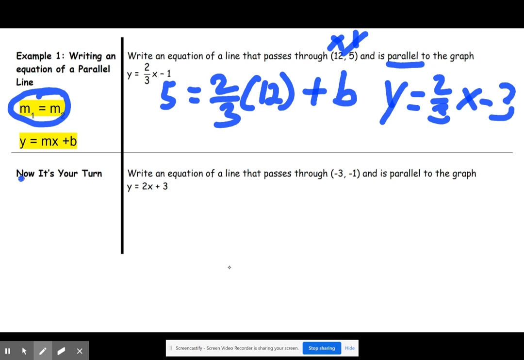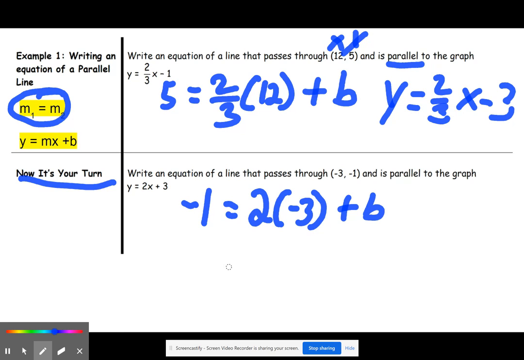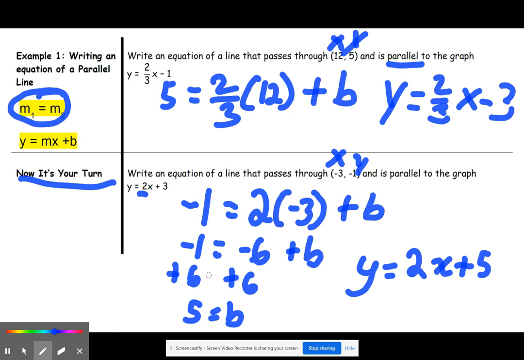So now it's your turn. Go ahead and pause the video and try to solve this one. You should have gotten this as your initial setup, where the -1 was my y value, the 2 was my slope, and the -3 was my x value. And then you solve for b. If you have not done so, please pause the video and do so now. All right, so I got the equation of y equals 2x plus 5. That is the equation of a line that passes through -3, -1, and is parallel to y equals 2x plus 3.